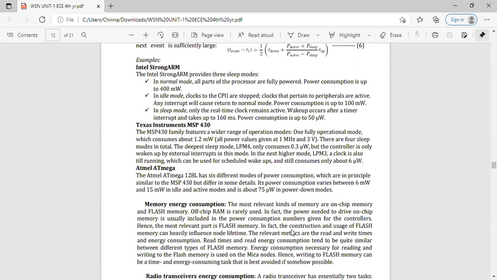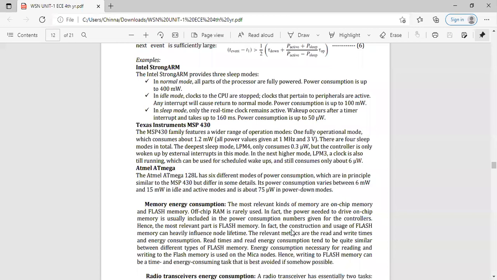It still consumes 6 microwatts. And Atmel, which is considered to have 6 different power consumption modes, is similar to the MSP430. The principle is the same, but it differs in some details. The power consumption varies from 6 milliwatts to 15 milliwatts in idle and active modes. Idle mode is 6 milliwatts. Active mode uses 15 milliwatts. And also 75 microwatts in the power down modes in the ATmega. In that also 75 microwatts will be utilized.